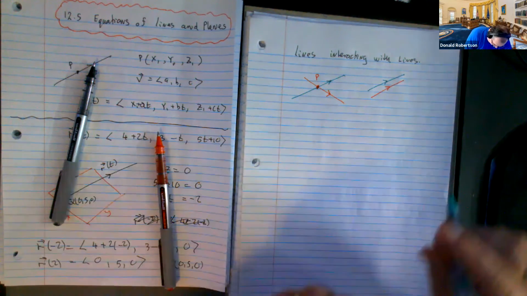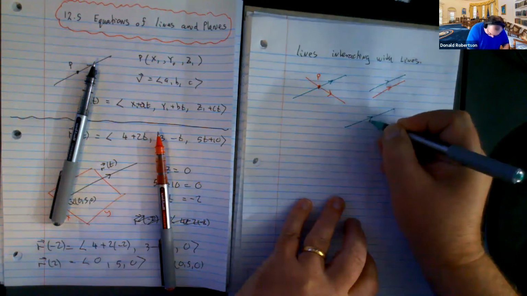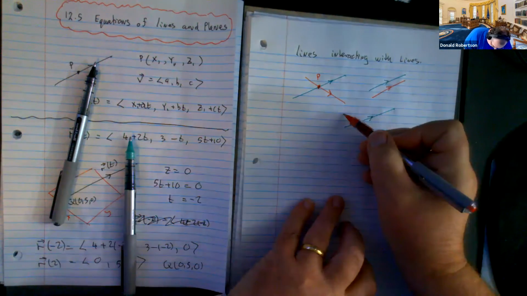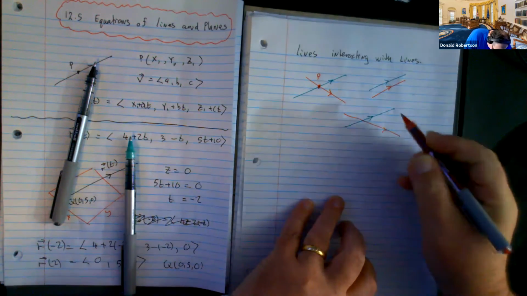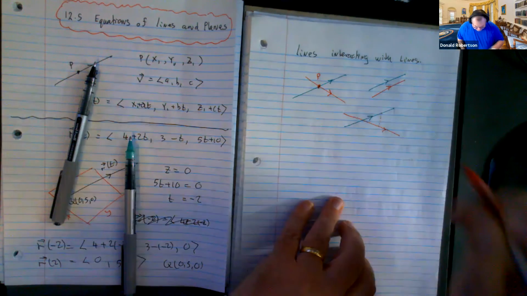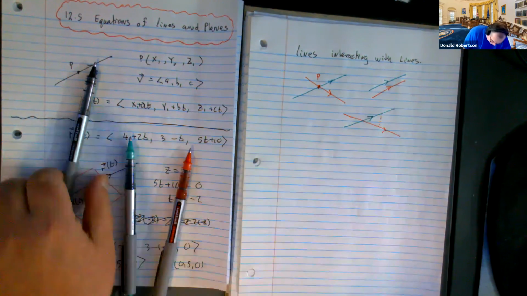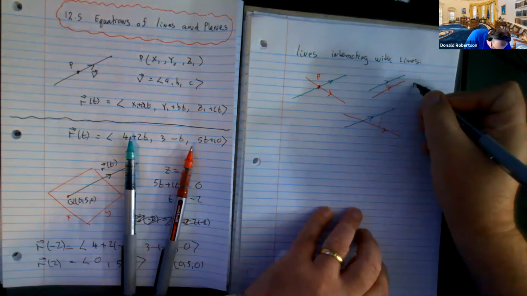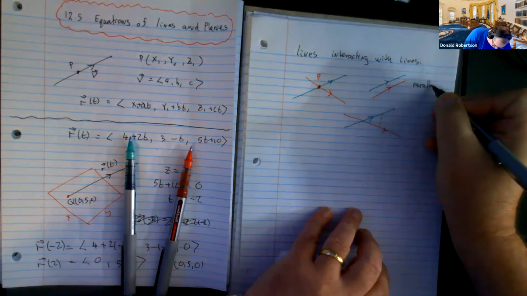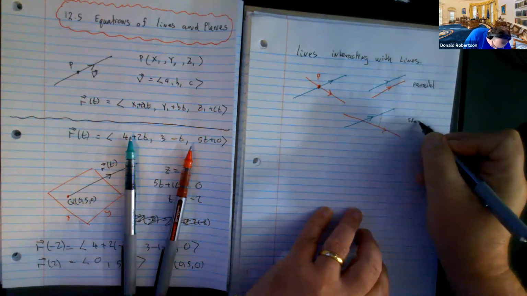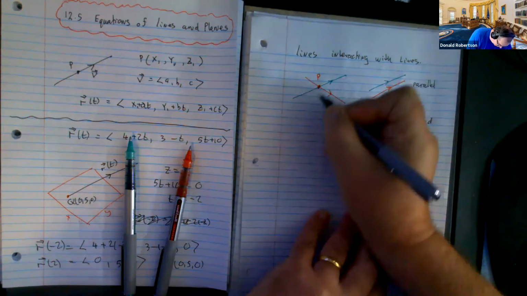And the one that I actually drew pretty good last time, I don't know if I'm going to get the same here. Couldn't the two lines be skewed? So they never intersect each other, but they're not parallel either, right? So that's parallel and that's skewed. I guess I should put in the names. So here's parallel. Here's skewed. Here's intersect.